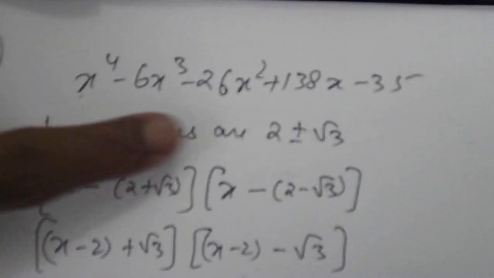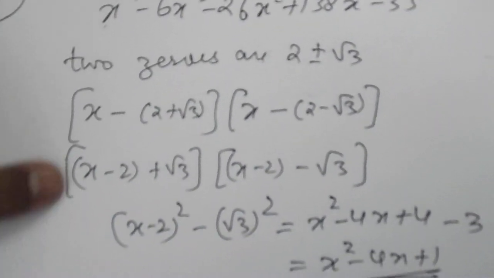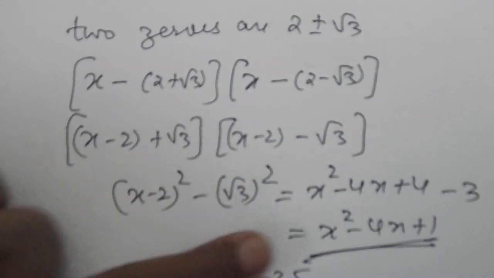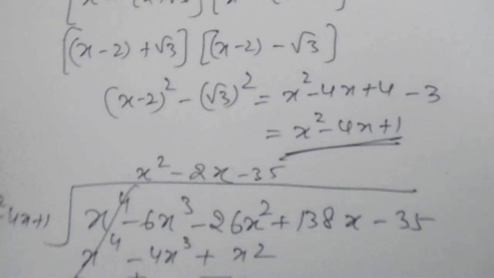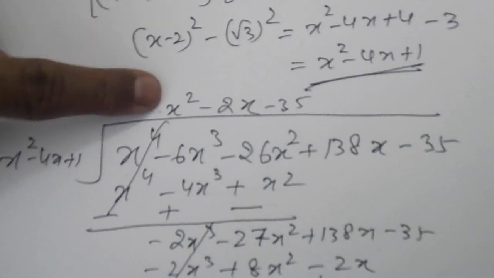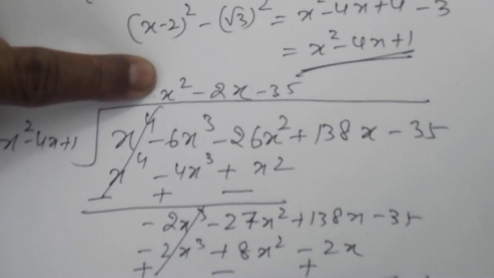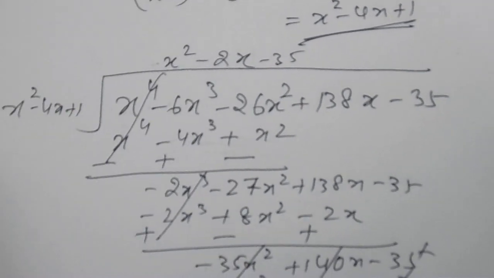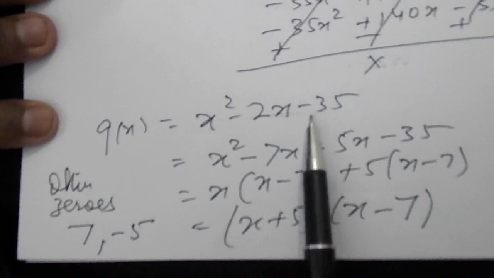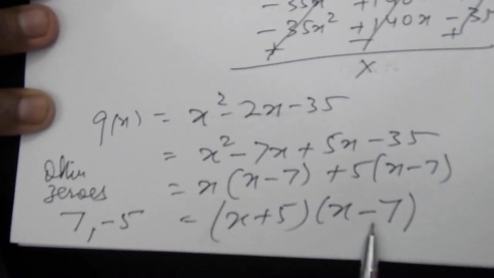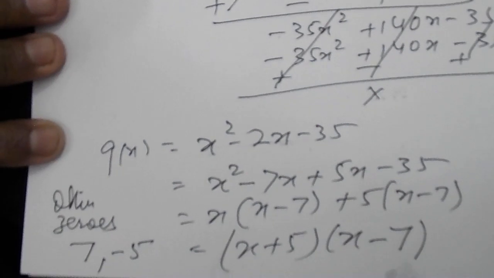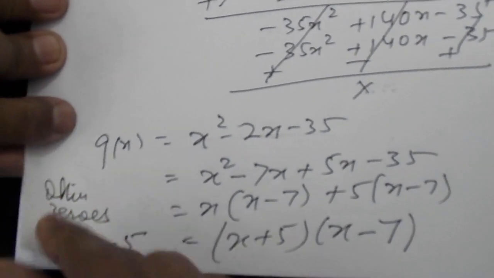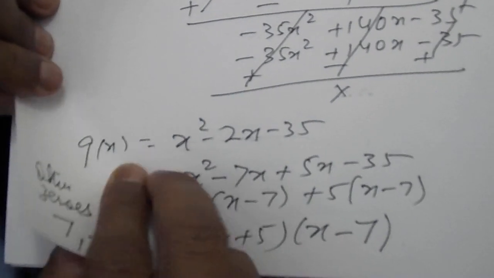Let us see again. The two zeros were 2 plus minus root 3. So we formed the factors, multiplied them, we got this polynomial. With this polynomial, we divide the given polynomial. We got the quotient as x square minus 2x minus 35. We have to factorize this into two different factors. The two factors come out as x plus 5 and x minus 7. So the other two zeros are 7 and minus 5. Another very important question. It has come in CBSE exams many times. Now, moving on to the next and the last question of this NCERT, which is going to be a very important question.